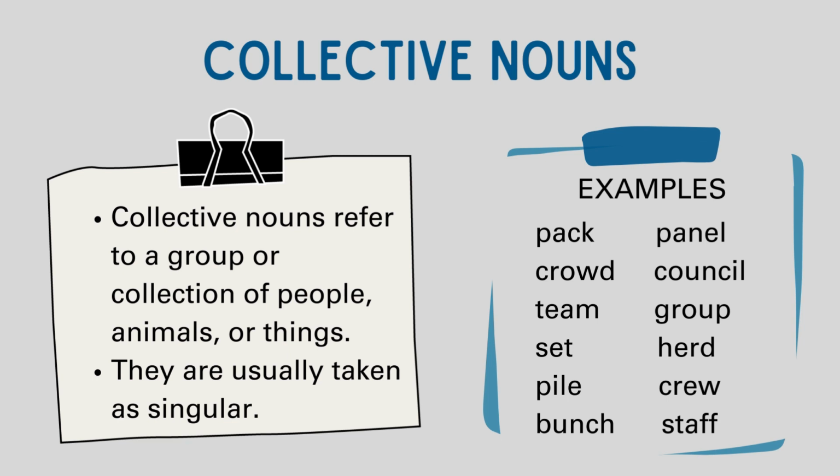We now look at collective nouns. Collective nouns are nouns that refer to groups of people, animals, or things as a single unit. Even though they represent multiple individuals or objects, they are treated as singular nouns in terms of grammar. Collective nouns are commonly used to simplify language by taking a group as a whole, rather than mentioning each individual separately. Examples include pack, as in a pack of wolves, team, council, panel, bunch, and many others.